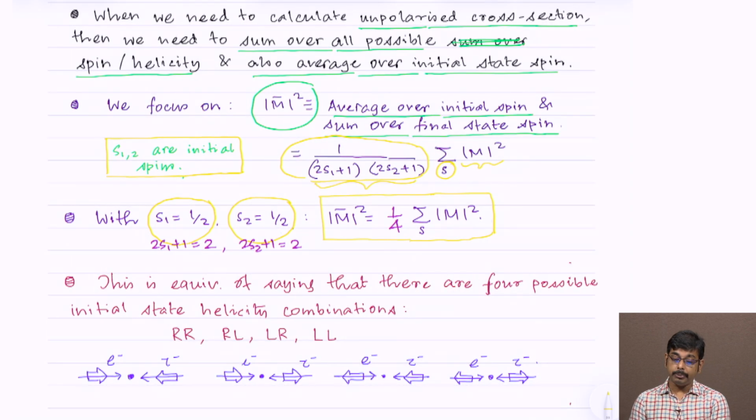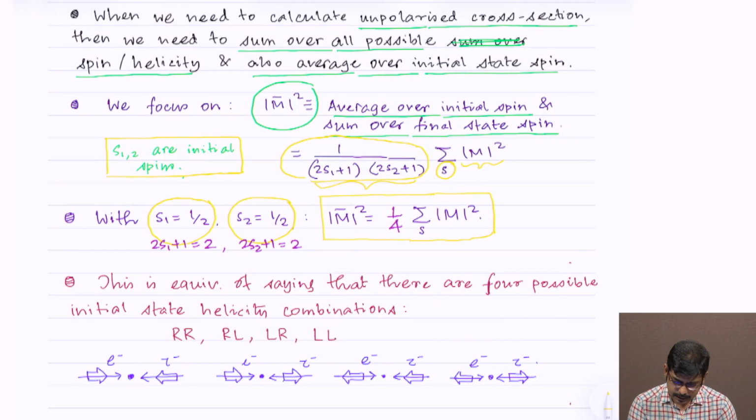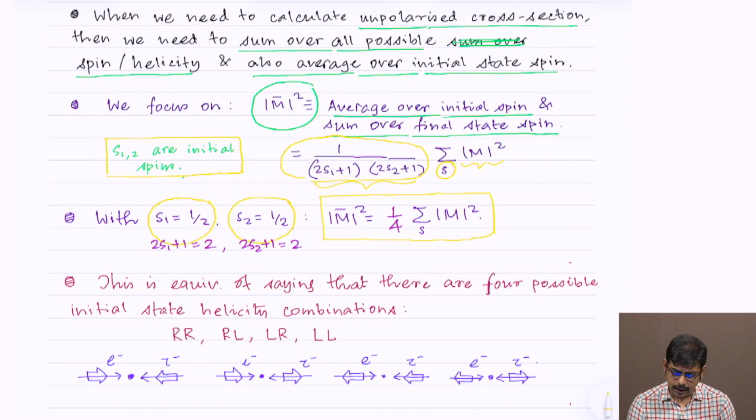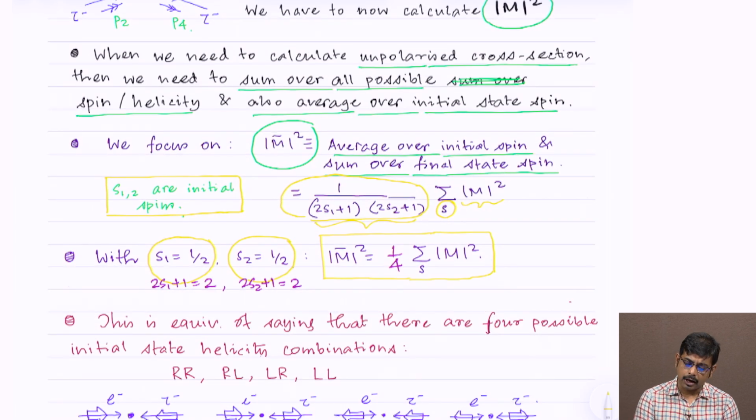Now, it is also possible for someone to say that, okay, when I collide these electrons and tau, I want them to come with a specific helicity, because I have aligned the spins along the direction of the motion or the other way around, and so on. In that case, I cannot take this average. So, this is specific to the case when I am not told what the initial spin or helicity combinations are for which this cross section is sought.